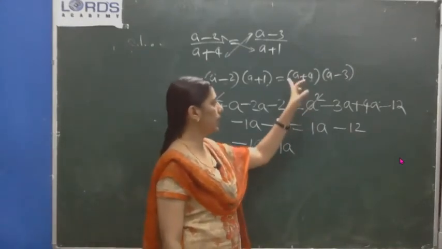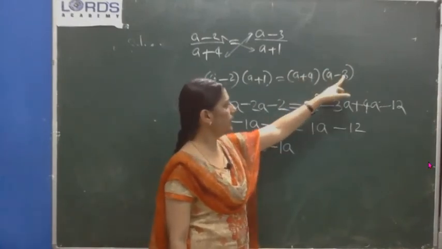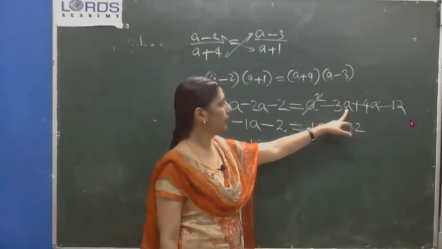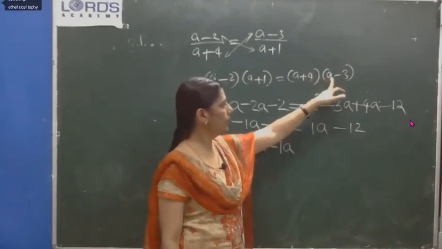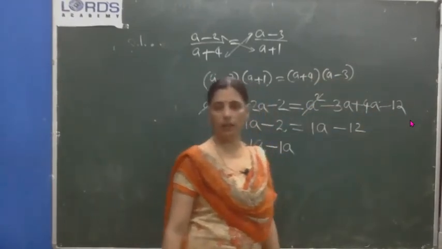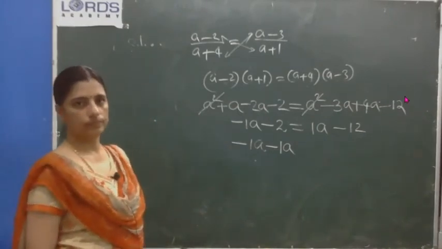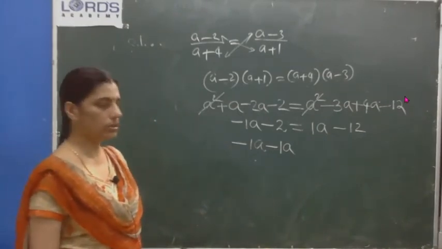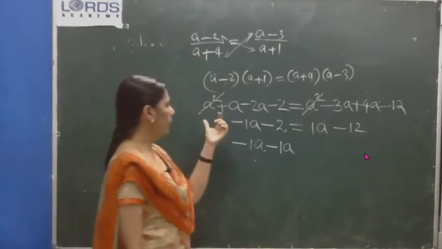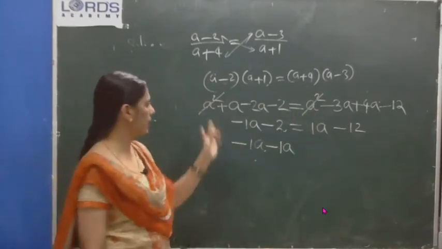Right side: a into a, a square. a into negative 3, negative 3a. 4 into a, 4a. 4 into negative 3, negative 12. Each term you have to multiply. That you have studied, I know, 7th standard, 6th standard onwards. Now in this step, a square, if you can see the same terms on both sides, you can cancel.